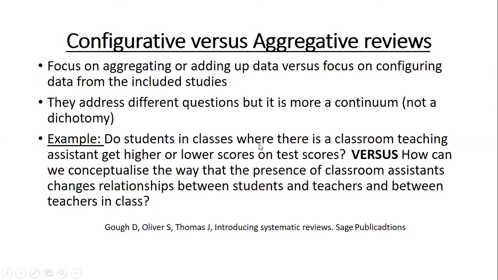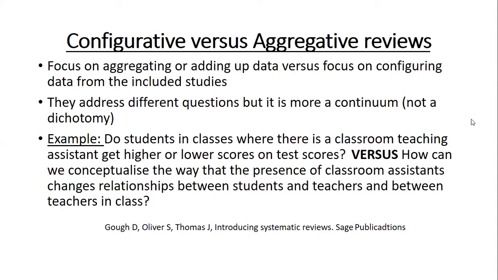So the first question: let me just remove this so I can read my own slide. Do students in classrooms where there is a classroom teaching assistant get higher or lower test scores? That's an aggregated question. When we go through the literature, we want to come up with one answer. We try to synthesize the data together. But the second question, how can we conceptualize the way that the presence of a classroom assistant changes the relationship between student and teacher when teachers are in the class, is a configurative question. Rather than coming to an answer, we actually want to expand it and understand all of the different themes in that area, to understand the level and scope of the issue.